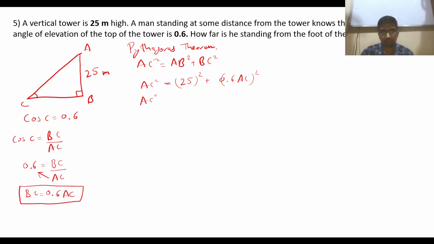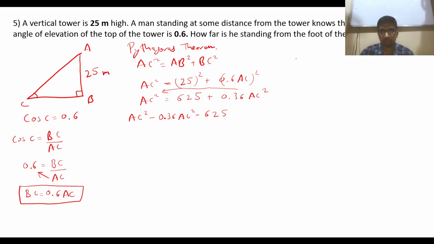So AC square, 25 square is 625. Should know squares up to 30, cubes up to 10. 0.6 square is 0.36 and AC square as it is. And this full thing will go on this side. So when this term comes over here, this will become minus. So we'll have AC square minus 0.36 times AC square is 625. This is only AC square. This is 1 AC square minus 0.36 times AC square.